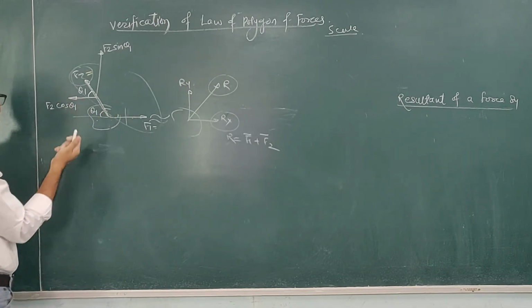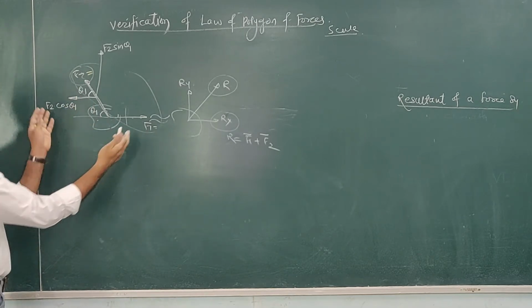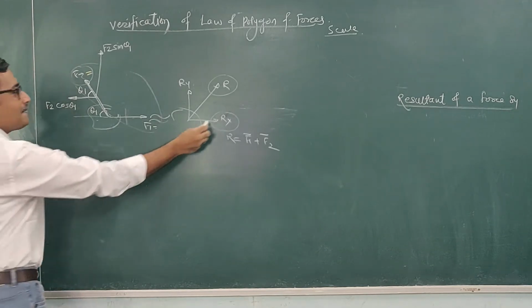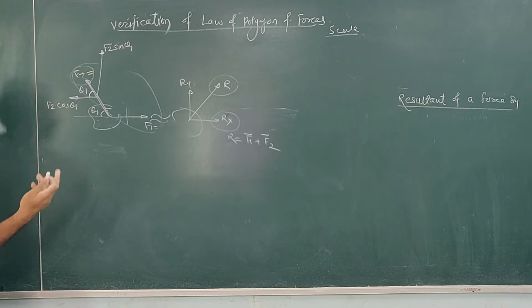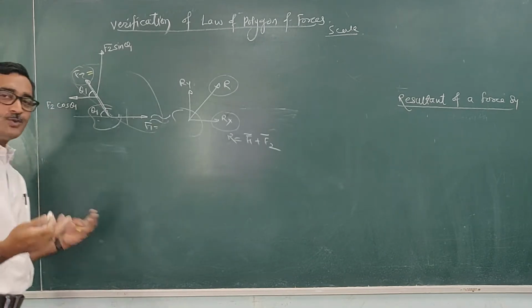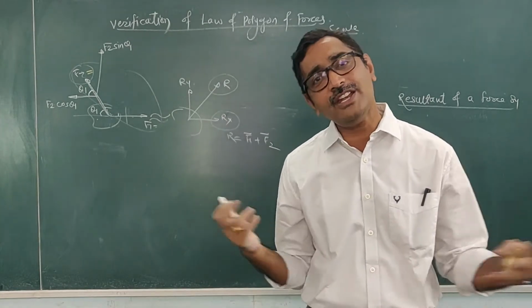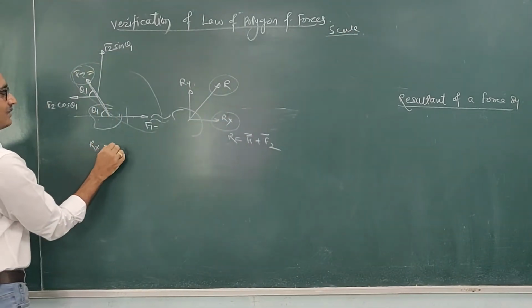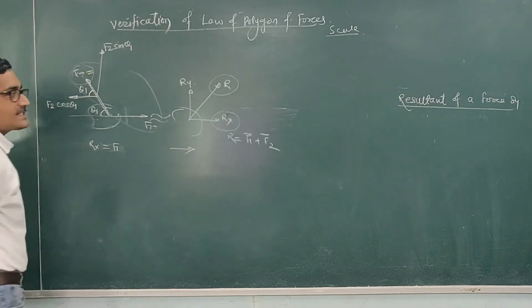Because they are also vector quantities, these components cannot be added directly with their magnitudes. We have to consider their direction also. But since this Rx is in the x direction, and this f1 and this f2 cos theta 1 are also in the x direction, by taking a suitable sign convention we can add them directly instead of expressing them in vector form. So we can write this Rx equal to f1, and assume that force towards the right is positive.